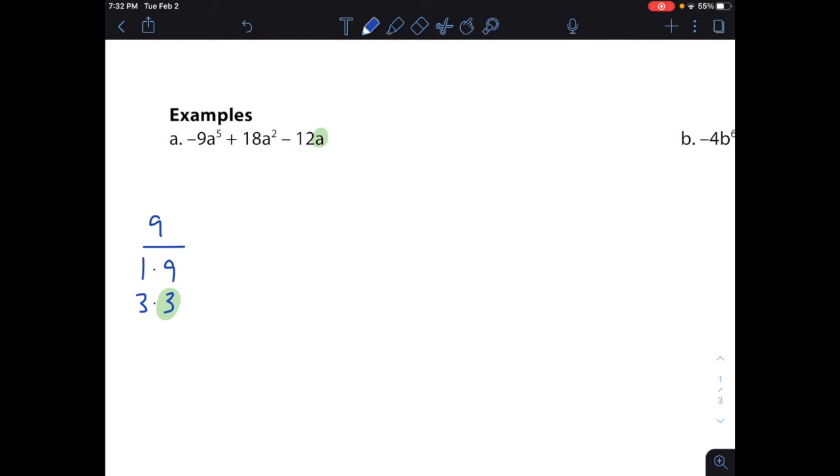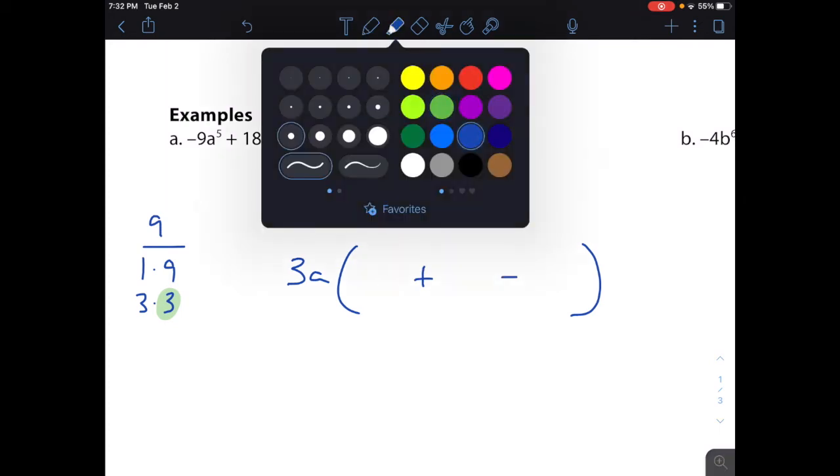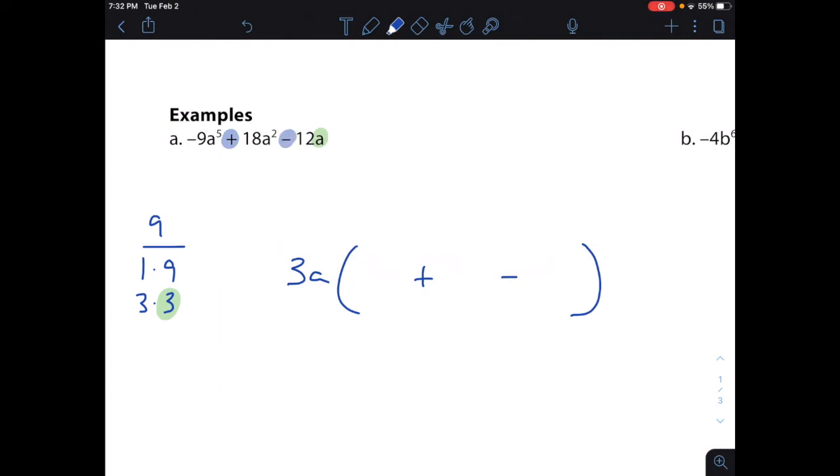All right, so I'm going to write that here. And then what I want to do is I'm actually factoring here. So I'm going to then make a set of parentheses. And inside the parentheses, I'm going to put a plus sign and a minus sign because we have a plus sign here and a minus sign there. And then what I'm going to do is I'm going to look at the negative 9a to the 5th. And I'm going to divide that by 3a.